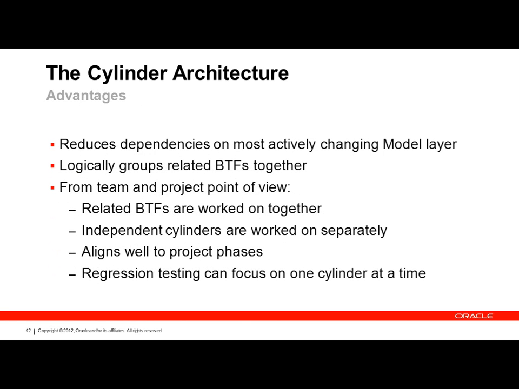The advantages of this particular architectural pattern is, well, we're reducing, specifically in this example, the dependencies on the most actively changing part of our application build, which would be the model layer. So it's a trade-off, right? We're effectively trying to eliminate that guy because he's having a large impact on all our build and all the changes coming through on the rest of our system.